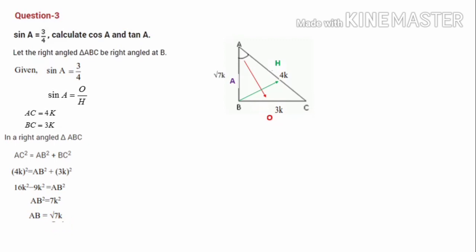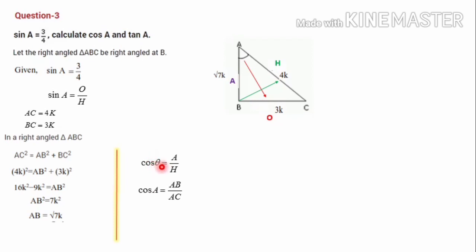So we have to label it on the diagram. AB is root 7k. We have all three lengths available, so it is possible to calculate any trigonometric ratio. First of all, we have to calculate the cos value. Let's recall the formula for cos theta. Cos theta is equal to A by H, that is adjacent by hypotenuse. Here we have to calculate cos A.